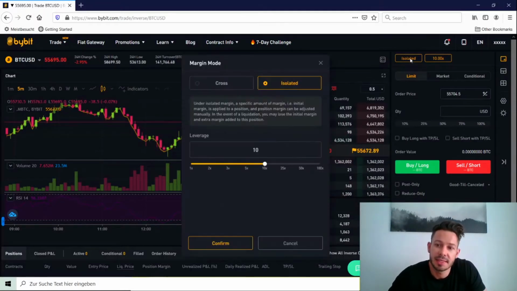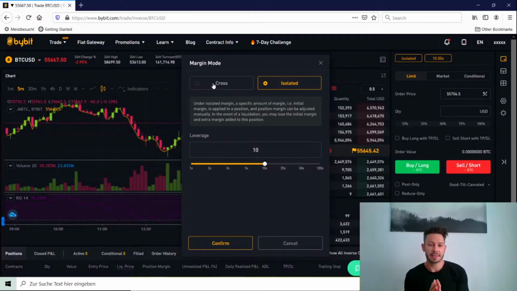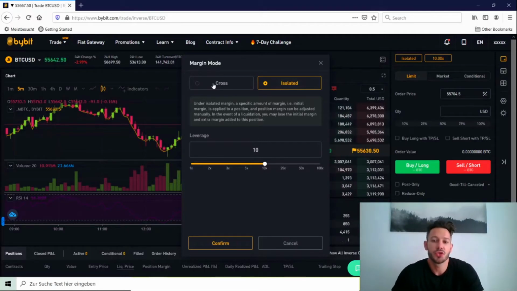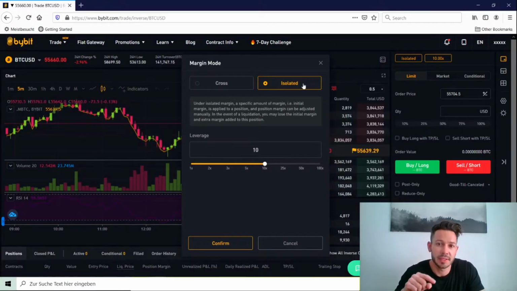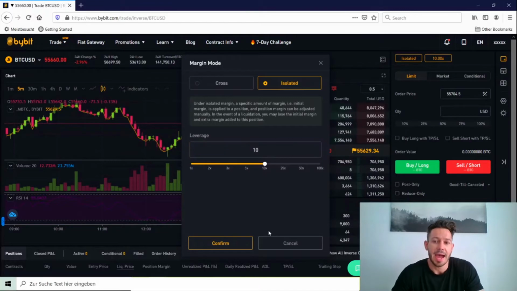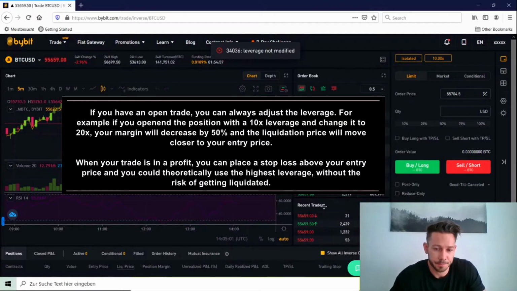So here you can see cross margin or isolated. I would always go with isolated margin because if you use the cross margin, then this trade would have access to all the funds in your account. And if you choose isolated margin, then it can only access the margin that is used for this trade. Okay, so I would recommend to always use isolated, and here you can adjust the leverage. You can simply drag and drop it like this, or you type it in here. Okay, I would say a leverage of about 10 is okay, so we simply confirm it here.